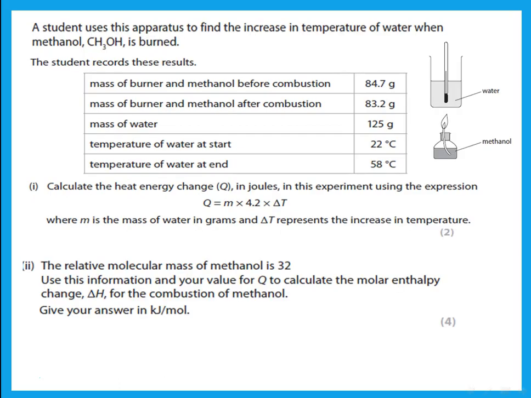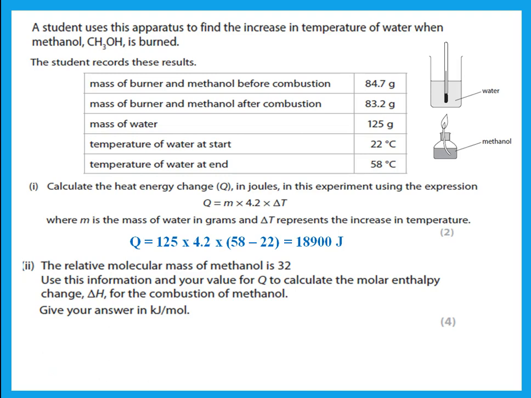Okay, this question says he used this apparatus to find the increase in temperature of water when methanol is burned. So he has methanol in a spirit burner, and he's using it to heat a certain amount of water. He weighed the mass of the burner and methanol before combustion, and then after combustion, and we have a certain mass of water, an initial temperature, and a final temperature. He's saying calculate Q. Well, Q is mc delta T. What is M? M is the mass of water, not the mass of the methanol, the mass of the solution that you're heating, the mass of water. So in this case, it is 125 times 4.2 times the difference in temperature. Again, the number that comes out is in joules.